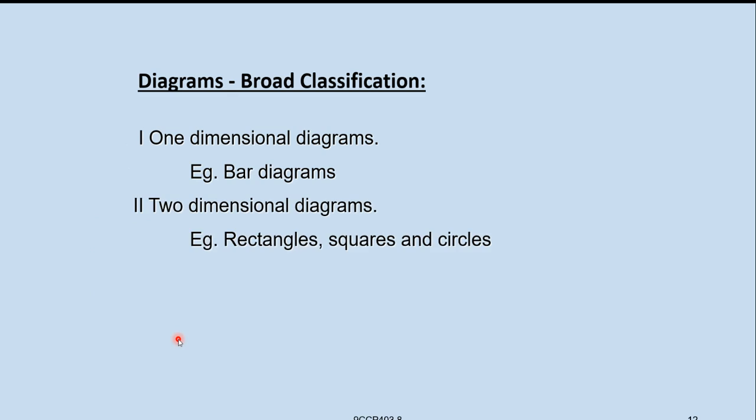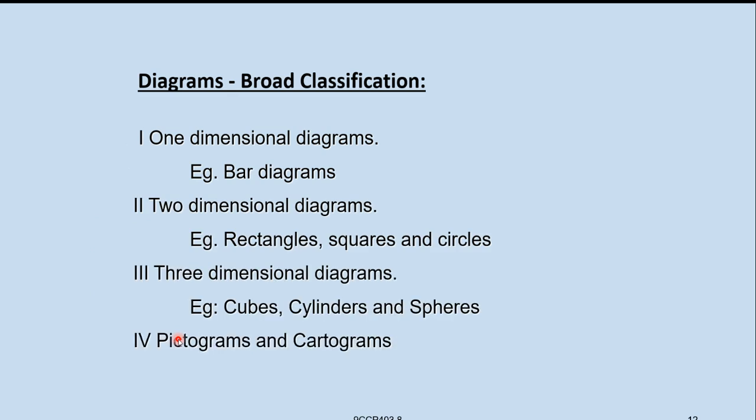Now we will see diagrams classification. Diagrams are classified into four types. They are one-dimensional diagrams. These one-dimensional diagrams we can easily identify, or even two-dimensional.